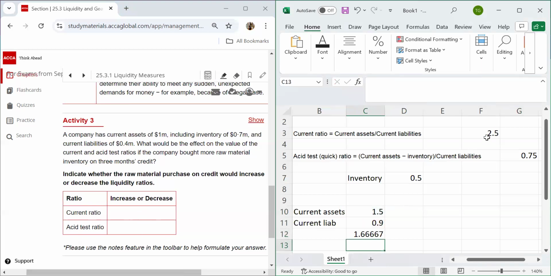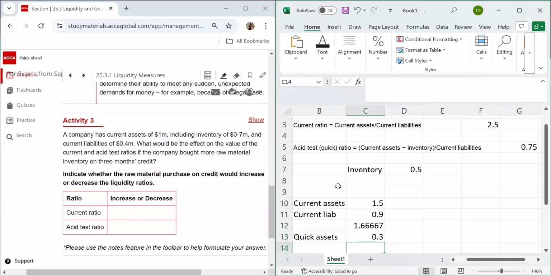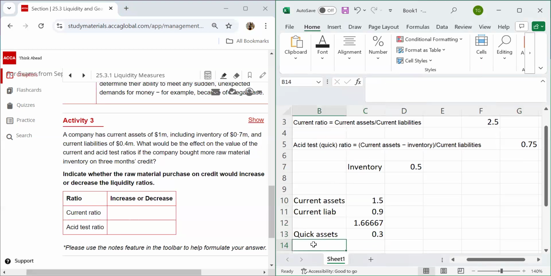So my current ratio was earlier 2.5. Now it has decreased to 1.67. Similarly, you'll do it for the quick ratio also. Under the quick ratio, you take the quick assets, or the current assets minus inventory. So, earlier your quick assets were 1 minus 0.7 and now you have purchased inventory. So, no addition to the quick assets. Your quick assets remain 1 minus 0.7, which is 0.3. Now, talking about the current liabilities, we have already calculated that to be 0.9.